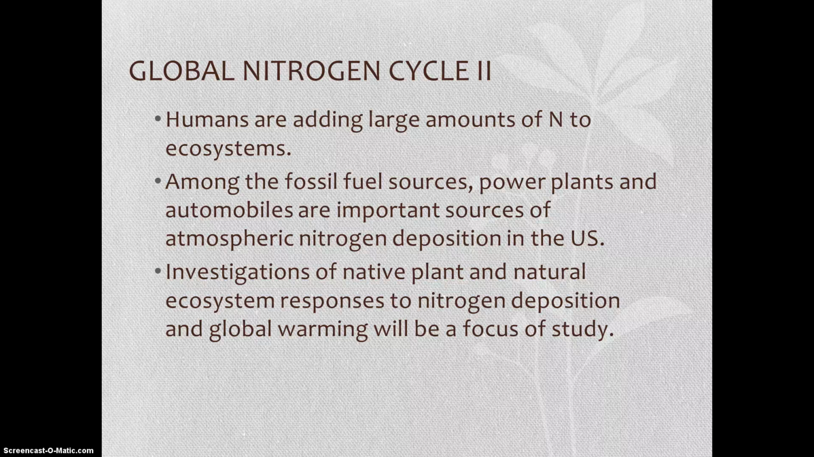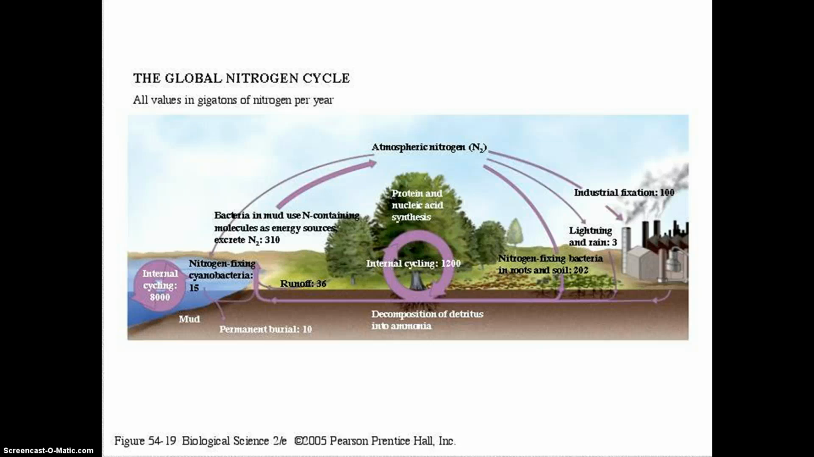As we face these problems, scientists are currently looking into the response of native and natural plants and ecosystems to nitrogen deposition and global warming. These two issues are a major area of concern for environmental scientists. How are our plants dealing with this excessive nitrogen? And we will be studying that when we get to agriculture and when we look at water and air pollution.